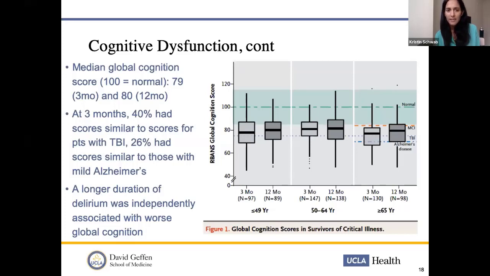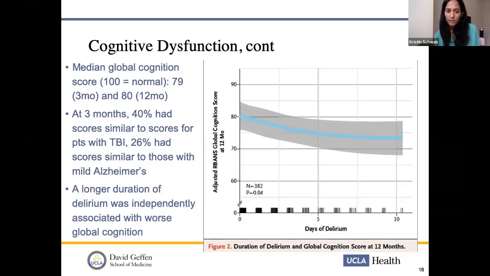And you can also see that at 3 months, almost half, 40% of these patients had scores similar to scores for patients with traumatic brain injury, which is that blue line that extends across. And then more than a quarter of them had scores similar to people with mild Alzheimer's. They also found that a longer duration of delirium was independently associated with worse cognition at 12 months. And so you can see in this figure that increased days of delirium on that x-axis correlated with worsened scores on the y-axis.